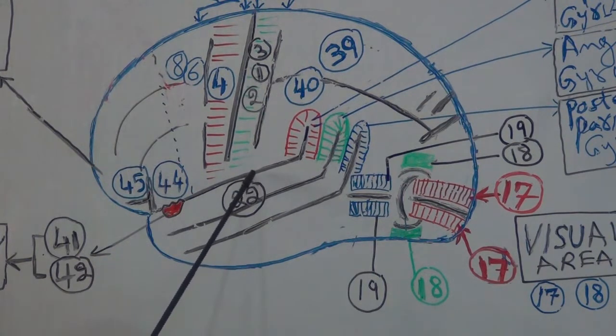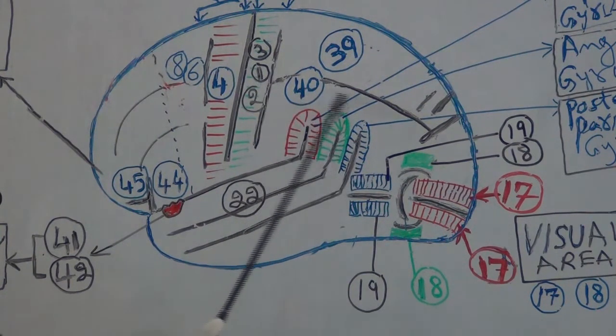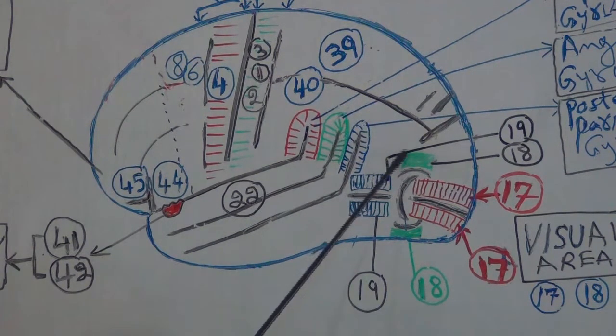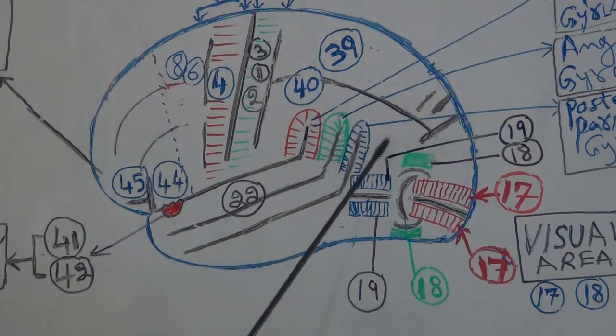Then I told you the posterior end of the lateral sulcus turns upwards and runs in the lower part of the inferior parietal lobule. Similarly, the posterior end of the superior temporal sulcus also runs upwards into the lower part of the inferior parietal lobule, and the posterior part of the inferior temporal sulcus also runs upwards and ends in the lower part of the inferior parietal lobule of the parietal lobe.